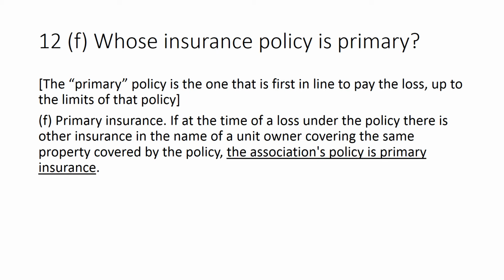Now let's talk about primary policies. The primary policy is the one that is first in line to pay a loss up to the limits of that policy. With condos, it is very common that you may have a loss that might be covered both by the association's policy that covers the whole building and also by unit owner policies that cover the same property, that cover the contents of a unit. The association's policy is the primary insurance. Again, this saves a lot of trouble in litigation. It's right in the statute. The association's policy is primary.